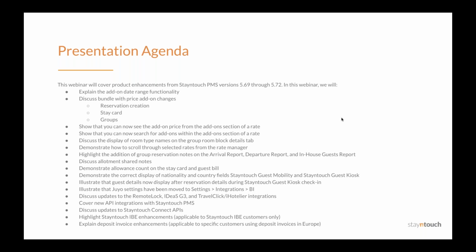shared notes, demonstrate allowance count on the stay card and guest bill, demonstrate the correct display of nationality and country fields via Stayntouch Guest Mobility and Stayntouch Guest Kiosk, illustrate that guest details now display after reservation details during Stayntouch Guest Kiosk check-in, illustrate that Geo settings have been moved to Settings Integrations BI, discuss updates to the Remote Lock Ideas G3 and TravelClick iHotelier integrations, cover new API integrations with Stayntouch PMS, discuss updates to Stayntouch Connect APIs, highlight Stayntouch IBE enhancements, which are applicable to Stayntouch IBE customers only, and explain the deposit invoice enhancements, which are applicable to specific customers using deposit invoices in Europe.